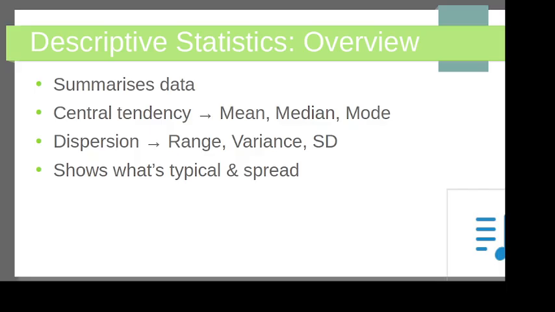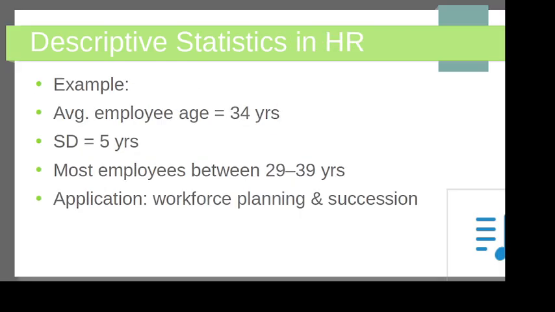We also use dispersion measures like range, variance, and standard deviation to understand how spread out the data is. A low standard deviation means employees' performance ratings are consistent, while a high one shows large variation. In HR, descriptive statistics can be used to analyze salaries, absenteeism, or turnover.